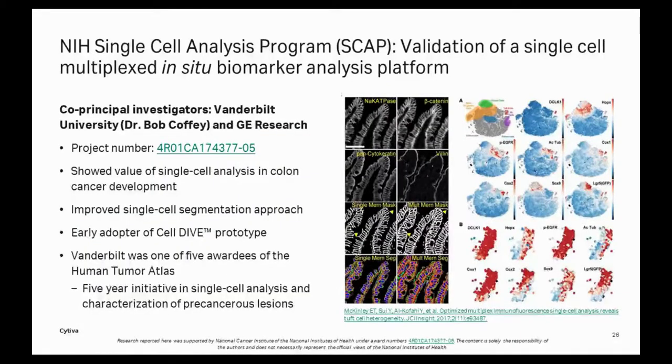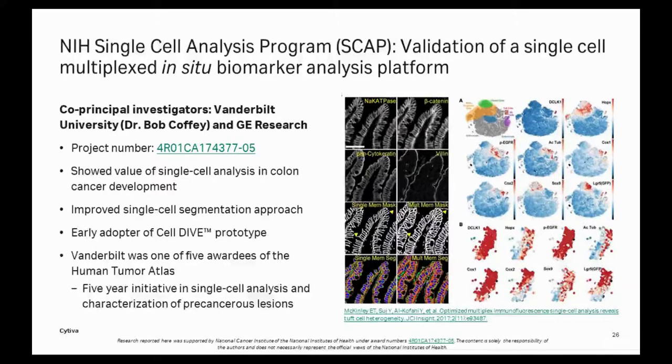So now I'll talk a little bit for the next 5 minutes or so on a few of our NIH programs. And this was really a fantastic opportunity. Back in 2008, this was very, very early days for single cell analysis. And we were able to, with the NIH, who were establishing a single cell analysis program at the time, get a huge head start to the field.